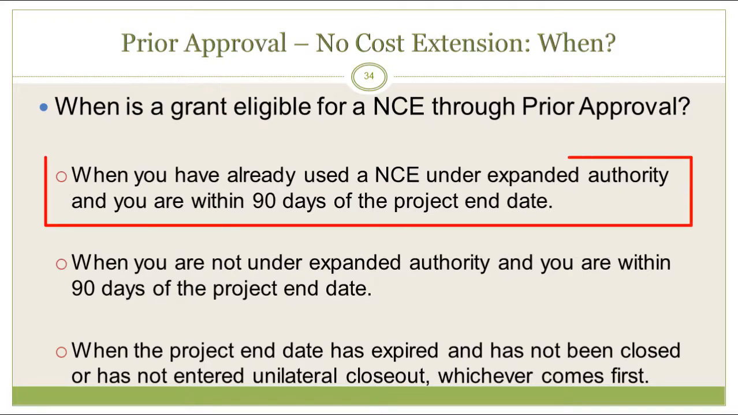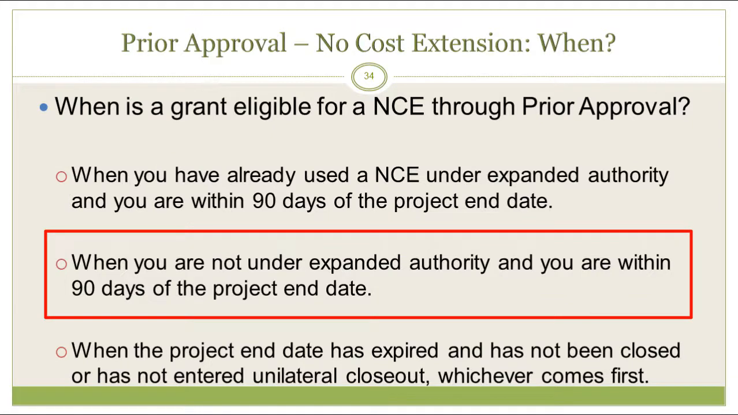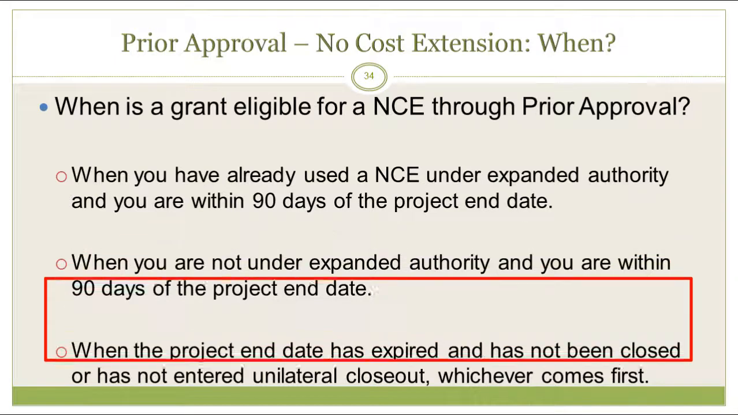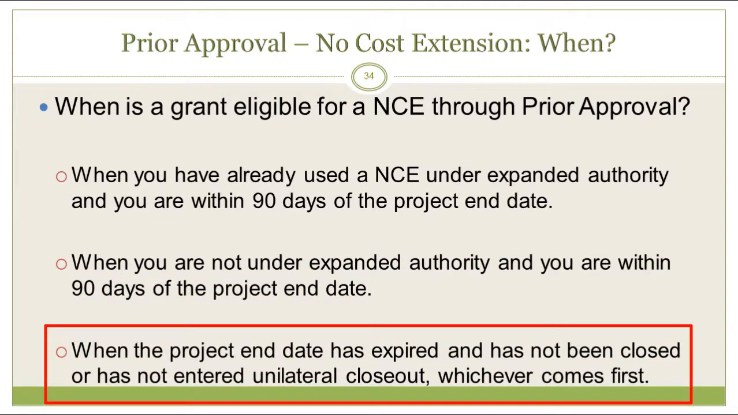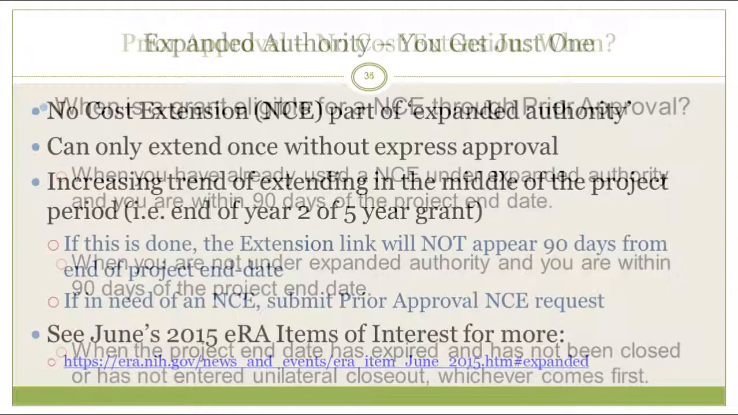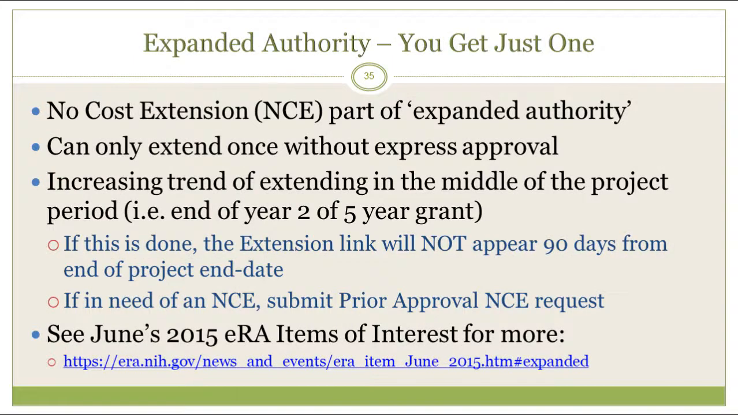If an NCE is automatic for most awards, why do we have the prior approval option at all? The prior approval module can be used if you've already been granted a no-cost extension prior to the end of the project period end date. The prior approval module can be used if the award is not covered by expanded authority. And then there's a small window of opportunity if you have not already had an extension and it is after the project period end date, so the extension link is no longer available in status, but the award has not gone into closeout. So, NCE, you get just one.